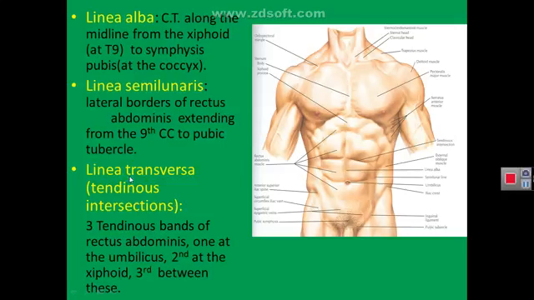The other is tendinous intersection, also called linea transversa. These are grooves appearing horizontally on the rectus abdominis muscle that represent tendinous intersections of these muscles. These are 3 in number. One of them is at the umbilicus, the other is at the xiphoid process, and there is one between the two.